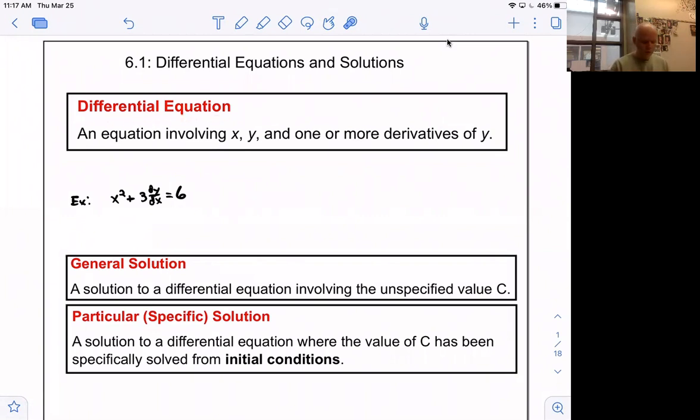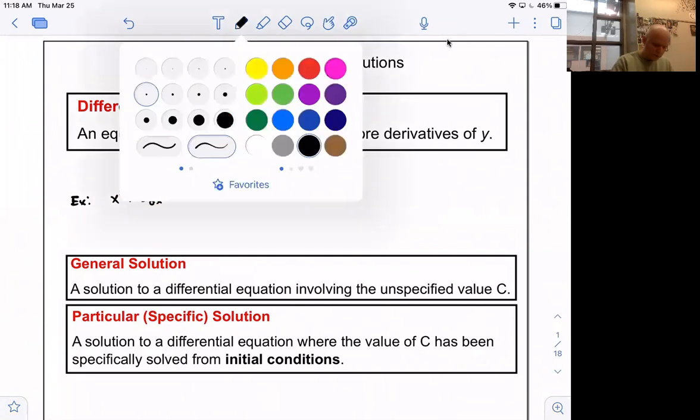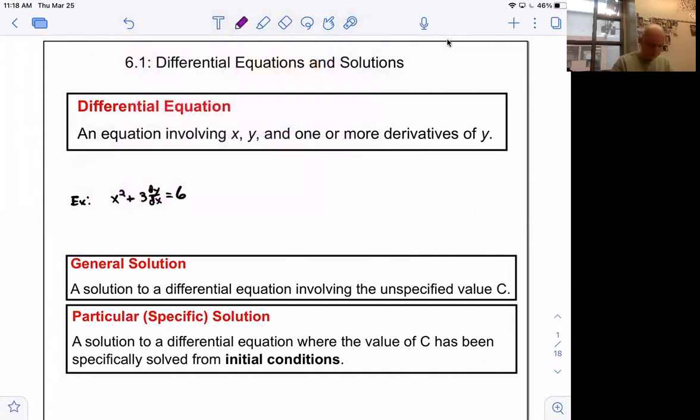A differential equation is an equation involving x, y, and one or more derivatives of y. So basically, it's an equation like this one that has variables and also has derivatives in it, or rates of change like dy dx and things like that. So this is an example of a differential equation, basically an equation that involves a derivative. A differential equation can also look a little bit different.